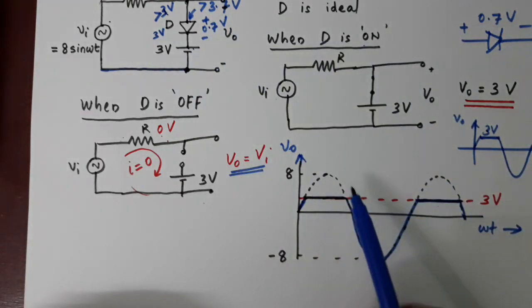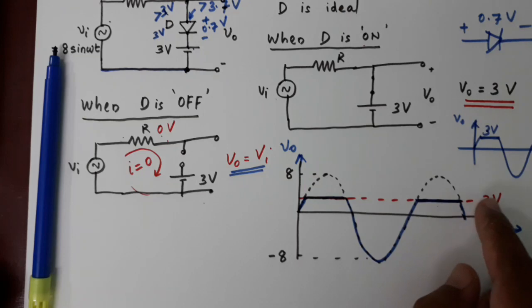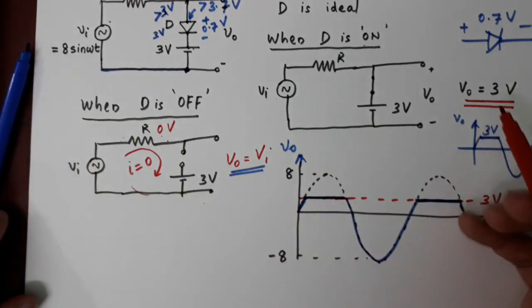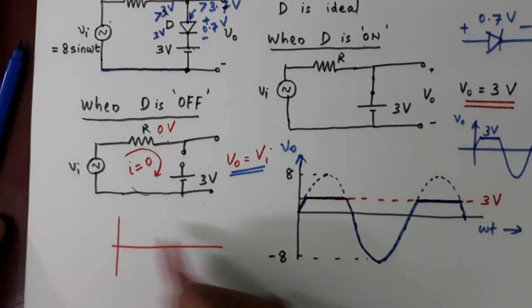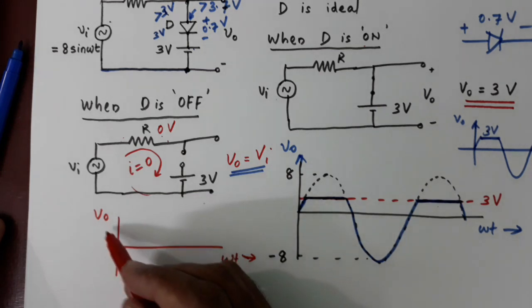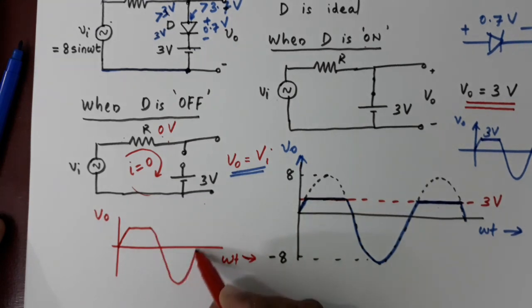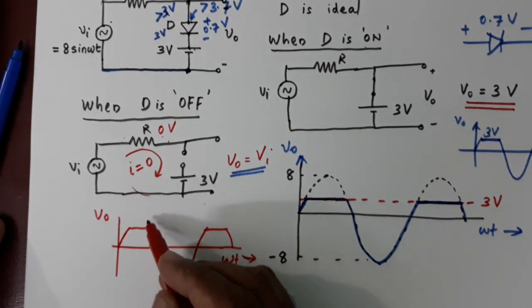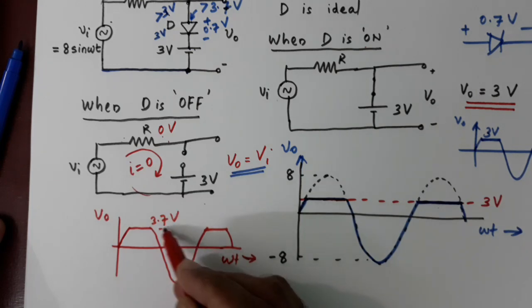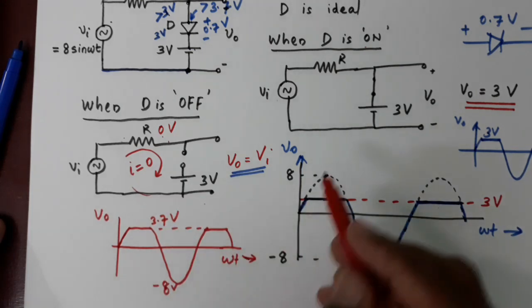So our clipping level will change to 3.7. Instead of clipping at the 3 volt level, the clipping will now take place at 3.7. So the waveform will be like this. It will clip at 3.7 volt.